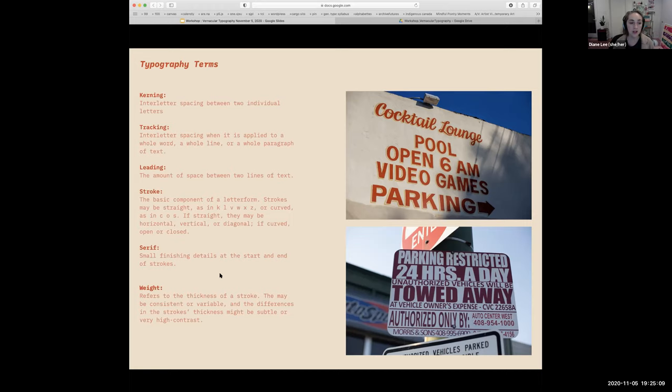So just to talk a little bit more about the weight, there's a high contrast difference in the thin and thick parts of this script typography that's being used for the word cocktail and for the word lounge. And then there's a very low contrast difference, a very subtle difference between the thickest parts and the thinnest parts of this sans serif typeface. And so sans serif just means there's no serif.